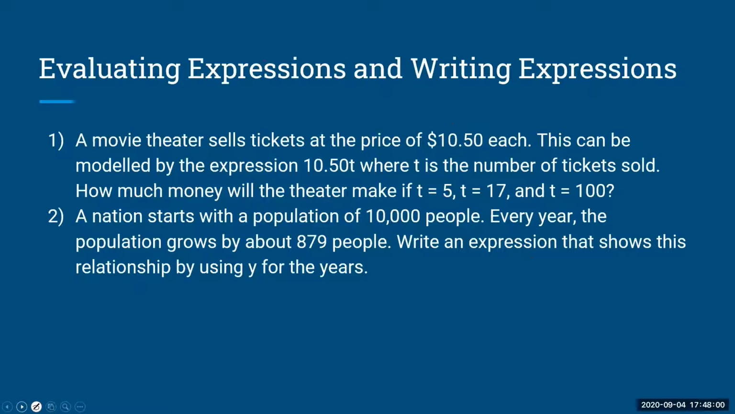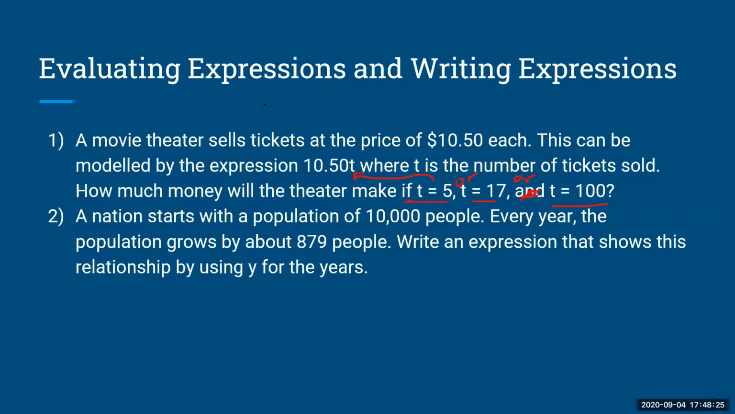Wait, what do you mean? Then doesn't that mean there are 3 t's? I don't get it. So you just do it multiple times. You rinse and repeat. So if t equals 5, or t equals 17, or t equals 100, right? Because there's just different scenarios for how many tickets you sell. Okay, so simply plug in t equals 5, right?